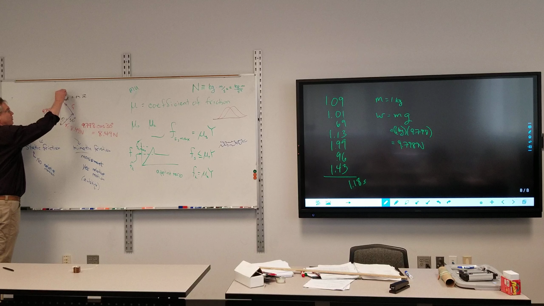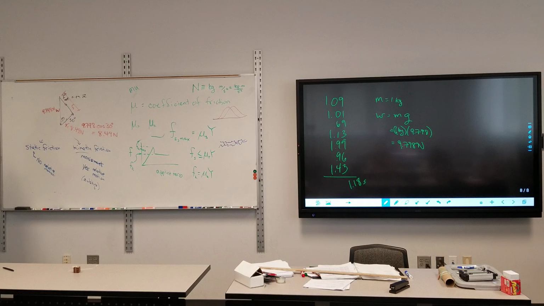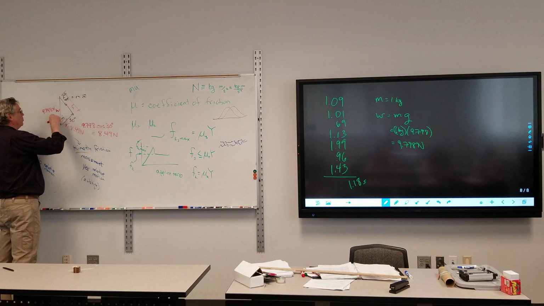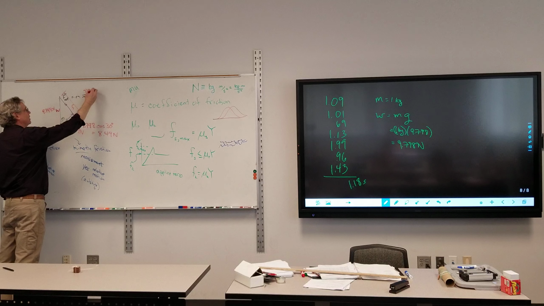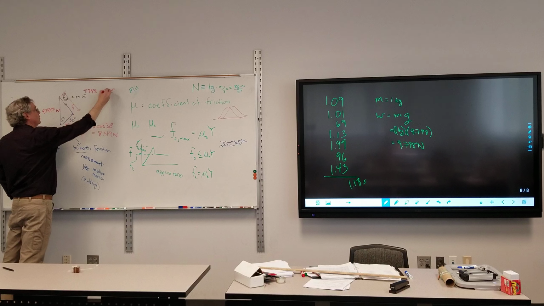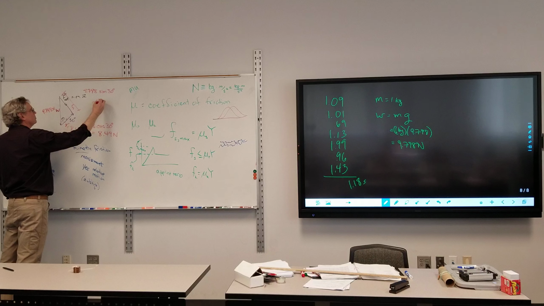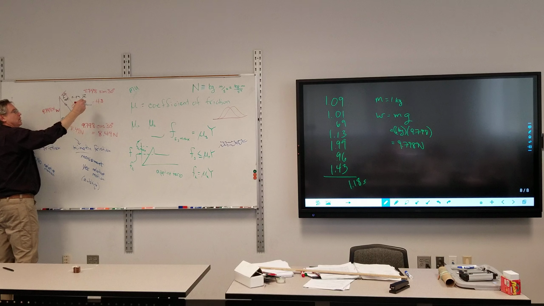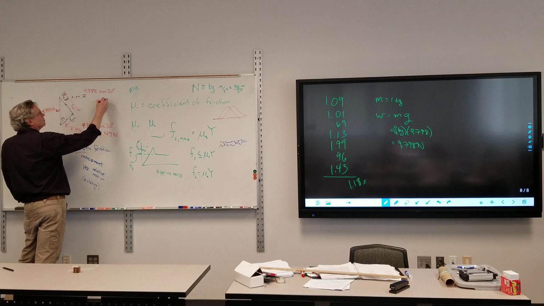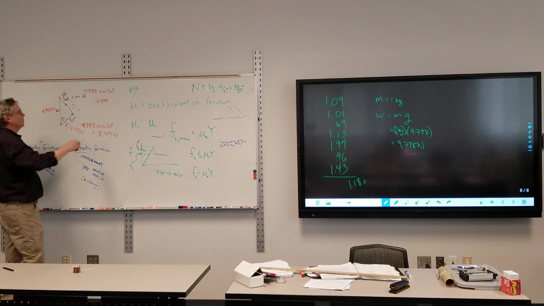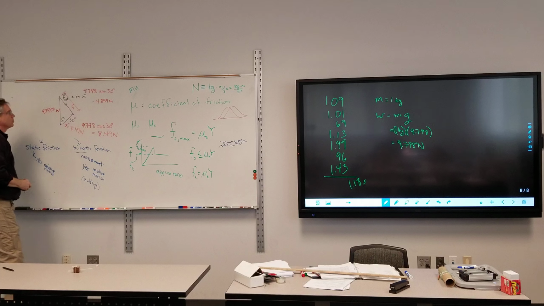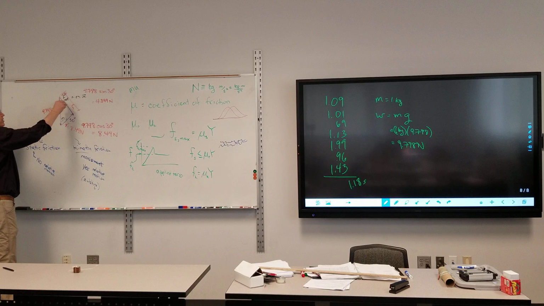This side over here, the total length of this side, and again, not going into why, would be this times the sine of 30 degrees. This would be 9.798 times the sine of 30 degrees, which is 4.899. So let's figure this out here.